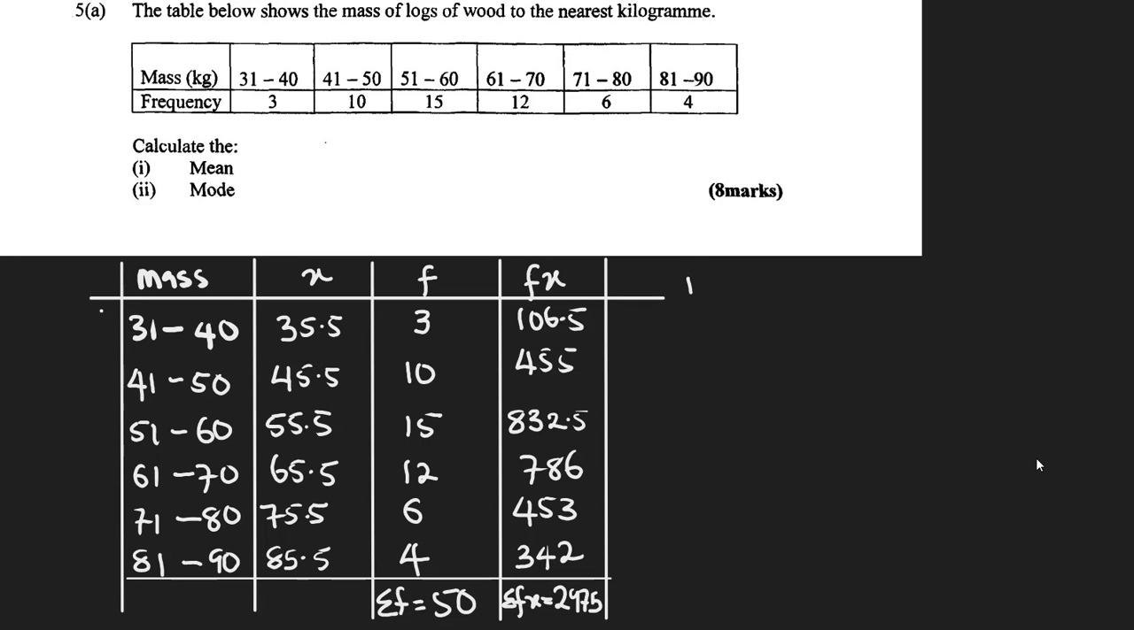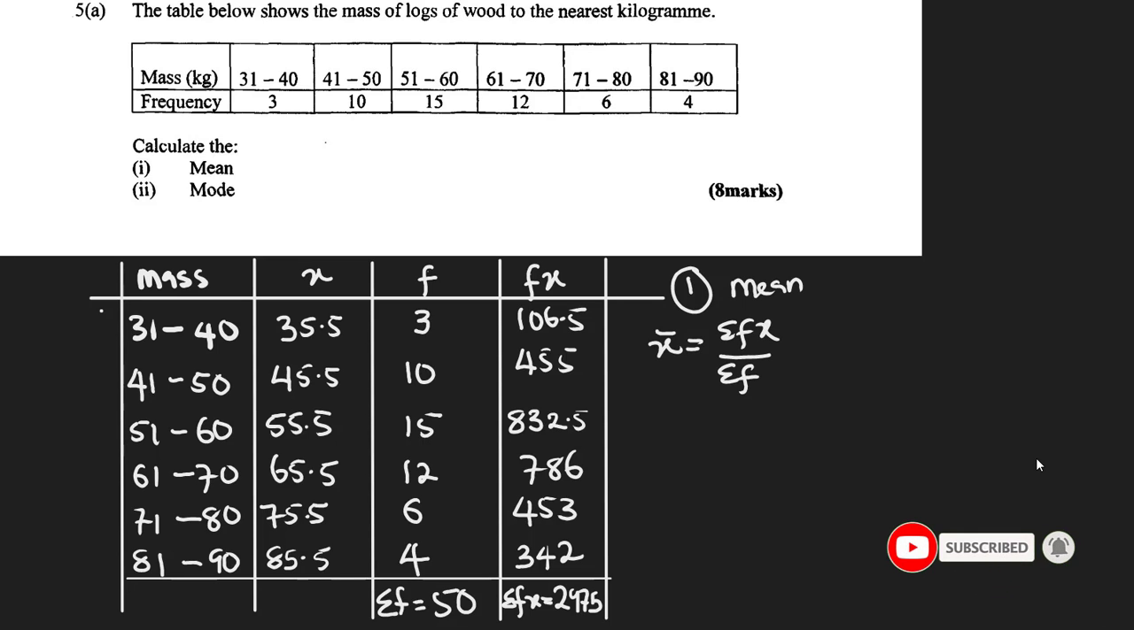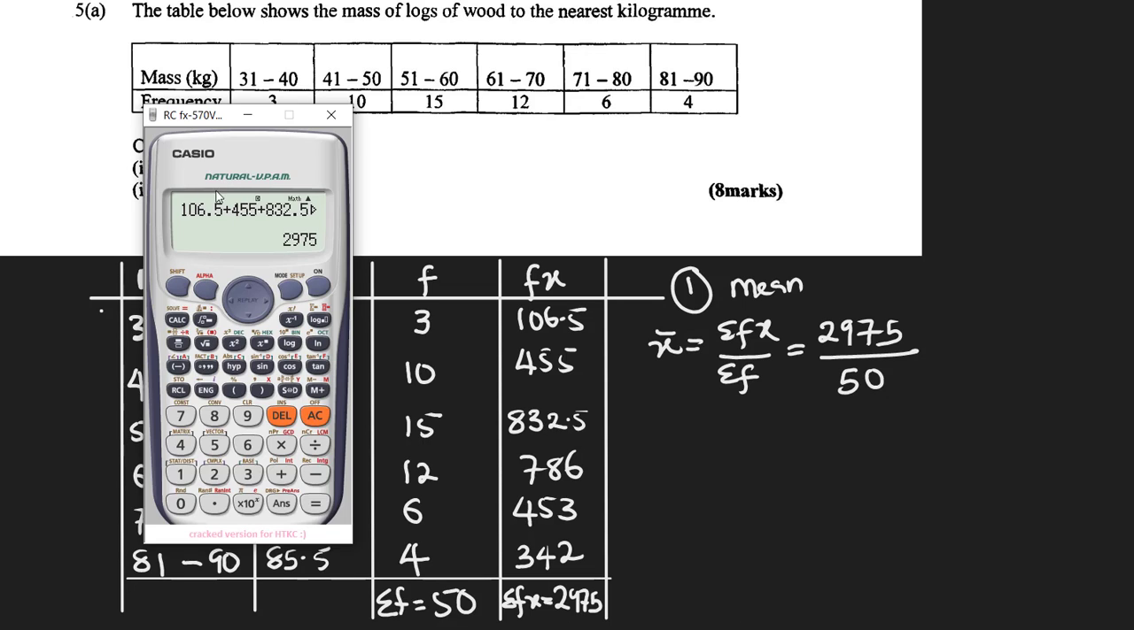Our first question, I, we have to find the mean. How can we calculate the mean? Mean is given as x bar is equal to summation fx all over summation f. What is our summation fx? Our summation fx is equal to 2,975 over our summation f, which is 50. So let's divide it. So divide by 50.